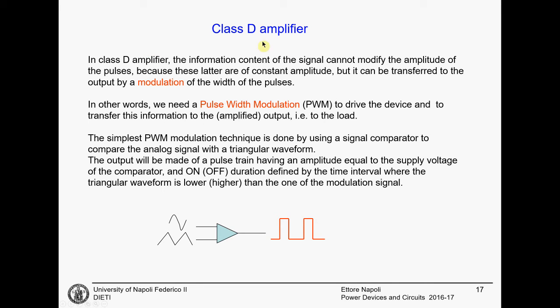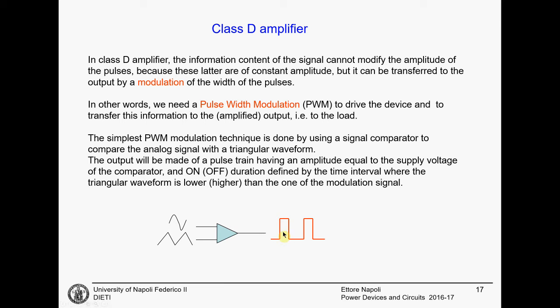In a Class D amplifier, the information content of the signal cannot modify the amplitude of the pulses, because these have a constant amplitude. When the device is on, it will allow the maximum current to flow. When it is off, the current will be zero. So there is no possibility to modulate the signal.